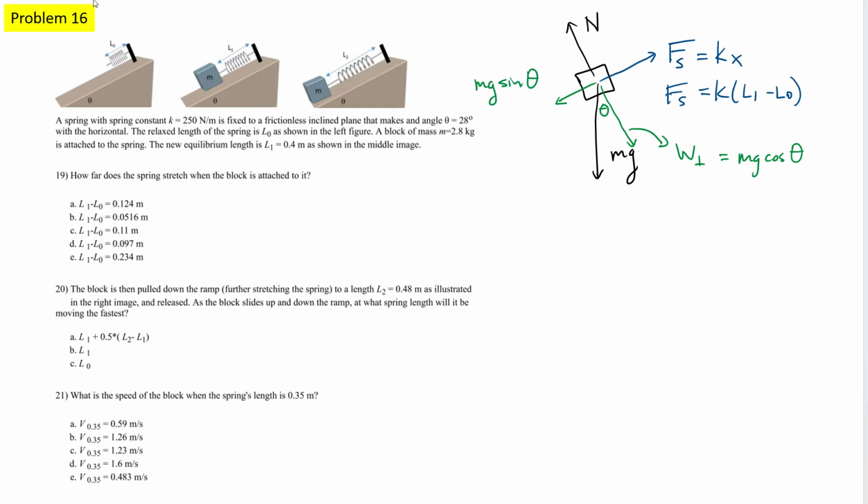All right, so what do we want to do? Well, you want this object to be in equilibrium. So that means if you add up all the forces, they have to be equal to 0. So let's add up all the forces, for example, in the x direction. And let me call this the positive x direction.